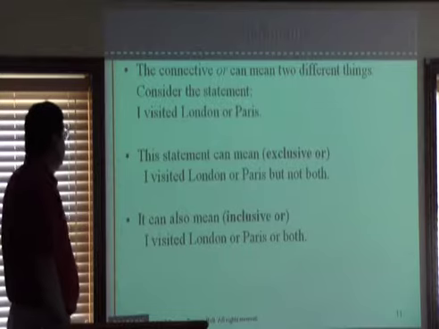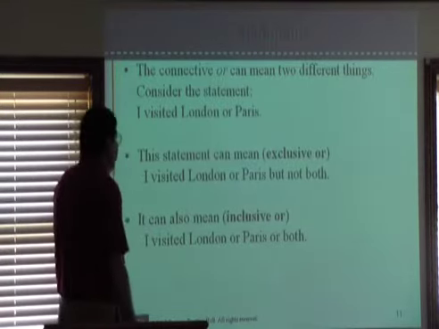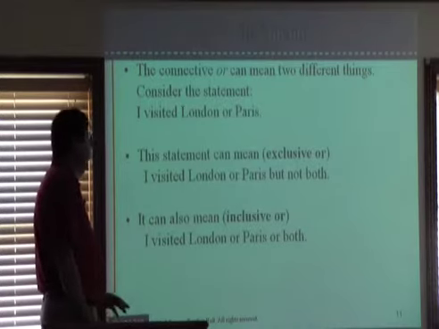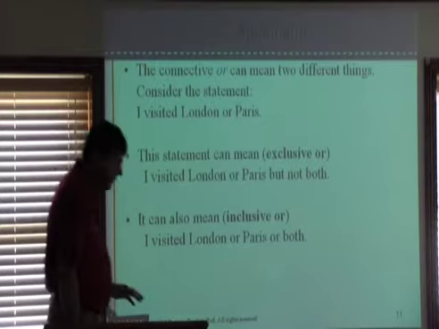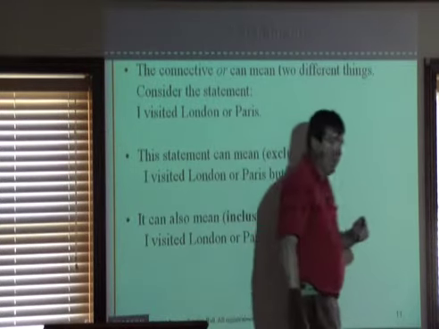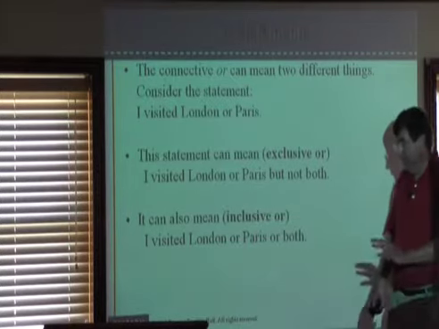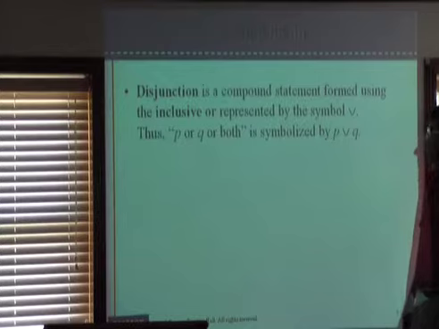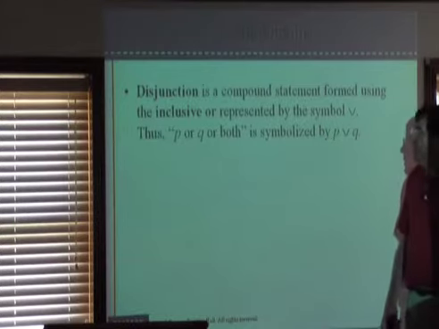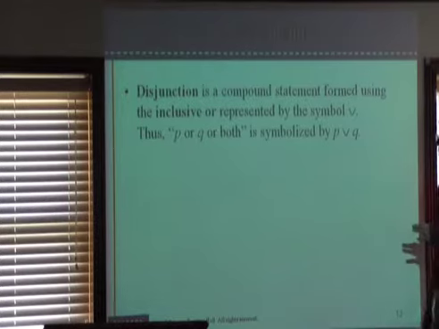All right, here's an example. I visit London or Paris. Okay? Now, what if I'm saying not both? Then that is an exclusive or. Or if I mean I can travel to both, you want to understand to use the word inclusive to understand that you can do both. So a disjunction is a compound statement formed using the inclusive or. Okay, so that's what we're going to do. P or Q or both is what we mean by this statement.